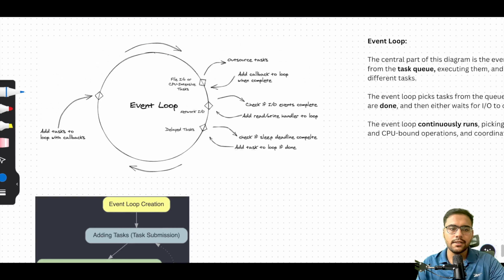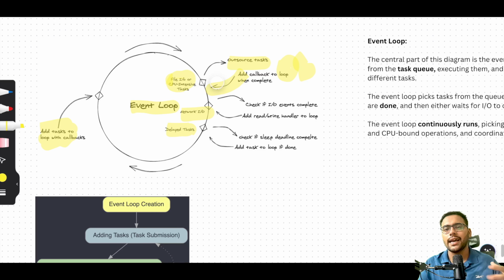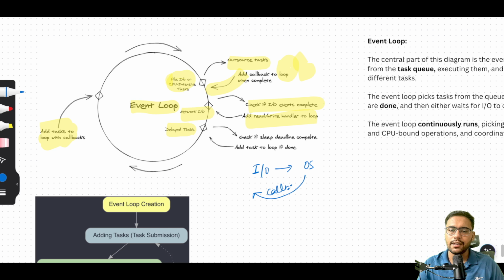So in this diagram we can also see the tasks getting added into the event loop for some IO calls, network calls, or delayed calls, and the OS will add a callback to the event loop saying this particular task is done, please resume it. Check if the IO event is complete, add the read write handler to the loop. We'll see these things in more detail, but I guess you understand how, once some IO call comes, the task goes to the OS, it executes, and it sends the callback back to the event loop. Okay, this is the important thing.